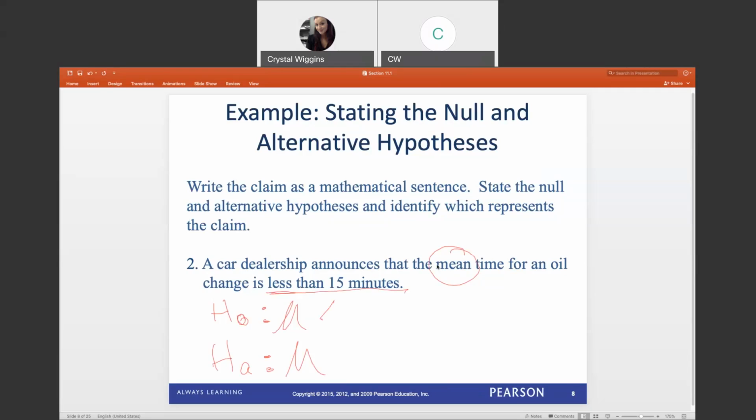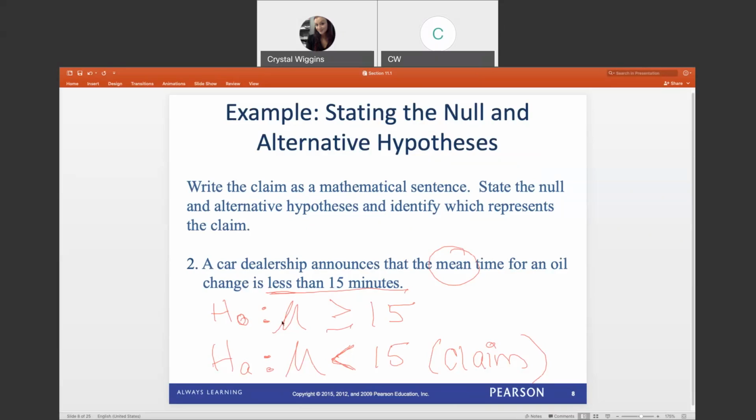Ooh. A less than does not have an equal sign, which means it doesn't go in the null. A less than will go in the alternative. So I'm going to put less than 15 and I'm going to label the claim. This time the claim, by the wording of the problem, because the wording did not include an equal sign, is written in the alternative. And now the null becomes the complement. The complement of a less than is greater than or equal to 15.